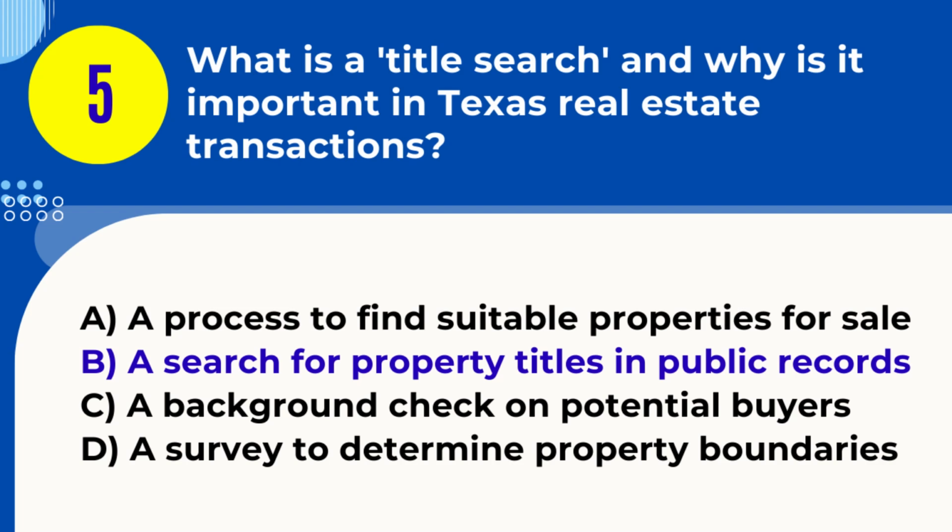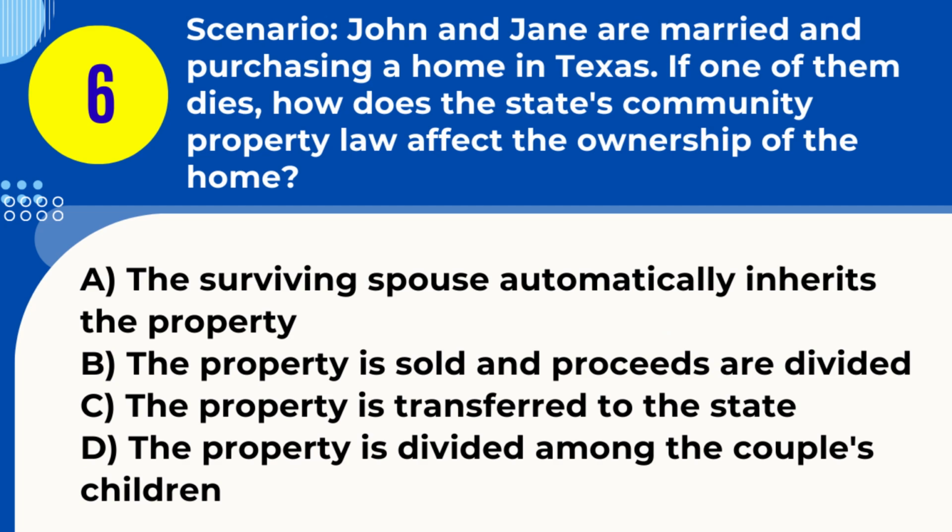Explanation: a title search in Texas real estate transactions is a process of reviewing public records to ensure the property title is clear of issues such as liens or disputes. Question 6. Scenario: John and Jane are married and purchasing a home in Texas. If one of them dies, how does the state's community property law affect the ownership of the home?